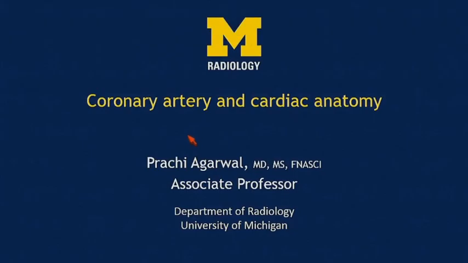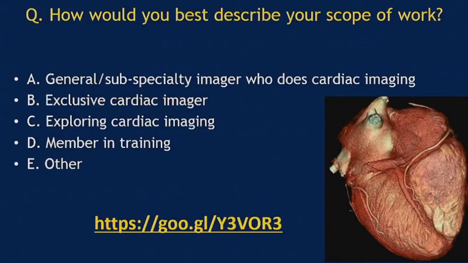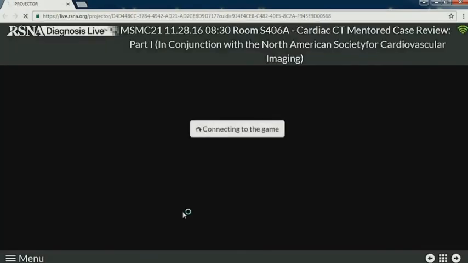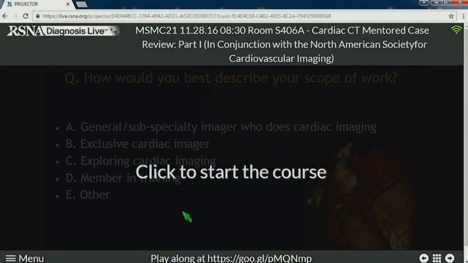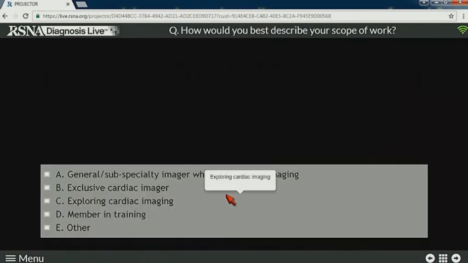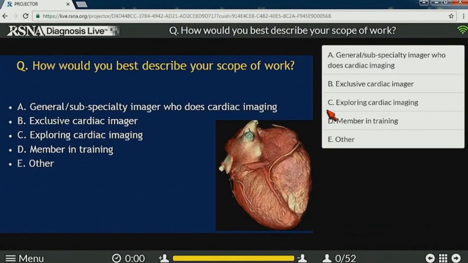So I'm going to start off with coronary artery and also touch upon a little bit about cardiac anatomy today. Before we get started, I'm just curious to know the composition of this audience. It'll also help us test our audience response system. So can you please go ahead and answer this question? How would you best describe your scope of work? Are you a general subspecialty imager who does cardiac imaging? Do you do exclusively cardiac imaging? Are you looking into doing it in the future? Are you a member in training or other?